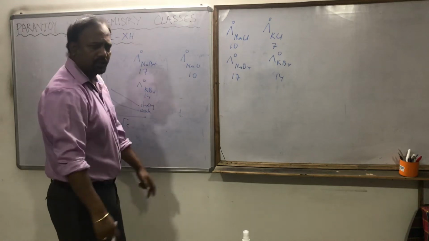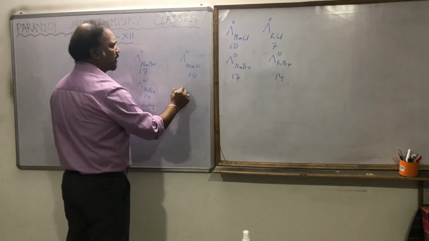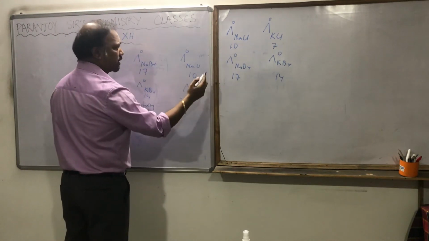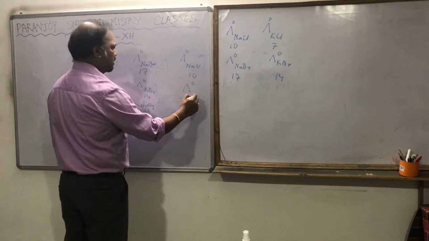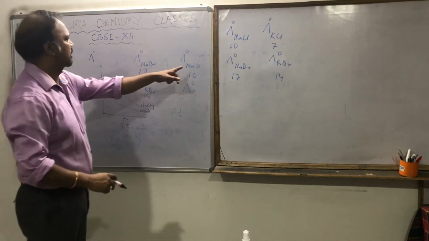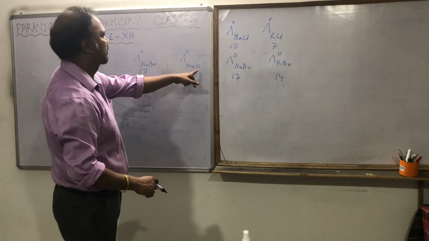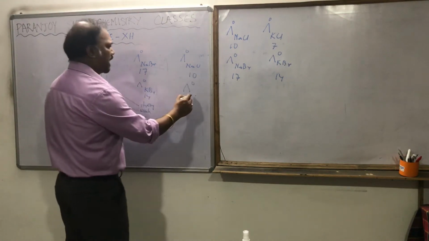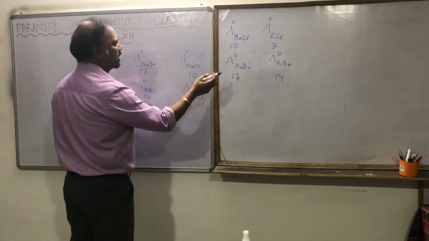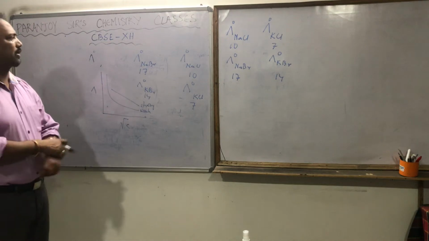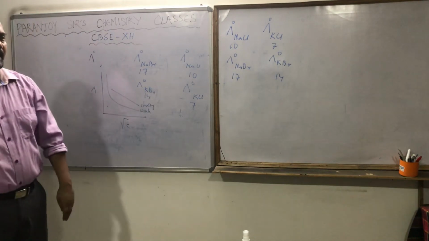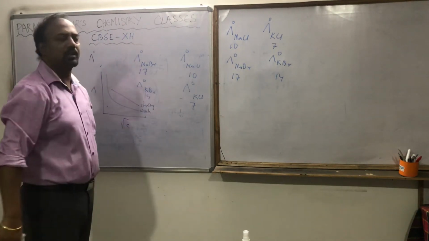Whatever the values, that is not what matters. And lambda 0 values for potassium chloride, sodium bromide, potassium bromide: this is sodium bromide, sodium chloride; this is potassium bromide and potassium chloride. Potassium chloride he found as 7. These are the values he found. Obviously, I wrote them in a different manner. Why did I write in a different manner? Only four values I had written.